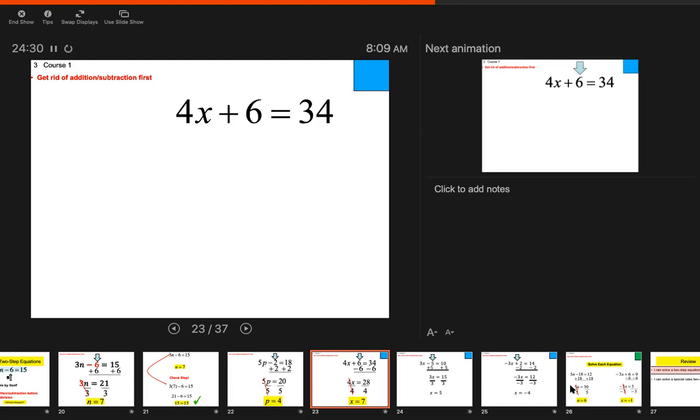What's attached to x? 3 halves. How's it attached? Addition. How do we get rid of addition? Subtract. What are we going to subtract from both sides? 3 halves. 3 halves minus 3 halves cancels out to zero. 17 over 2 minus 3 over 2 is 14 over 2. So x equals 14 over 2, which is seven.